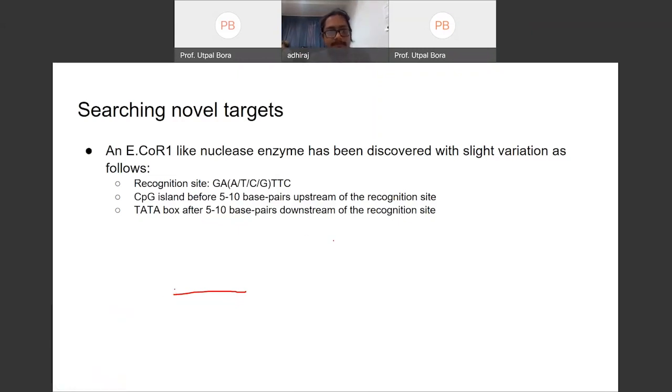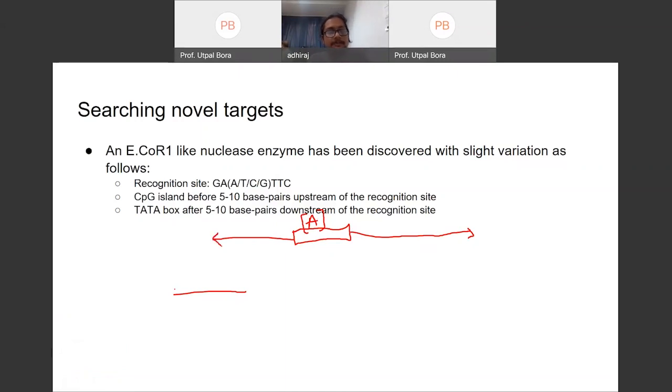Okay, so suppose there is a recognition site. This is the recognition site. There is a difference here. It can be anything. In place of A in the third position, it can be anything. Now we have sequence to the right, and we have sequence to the left.